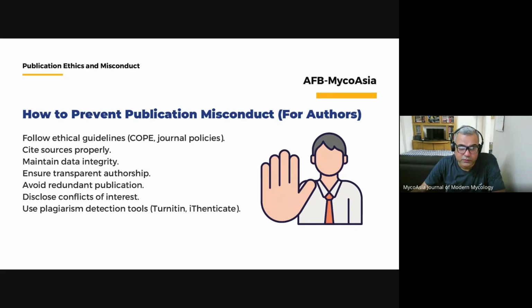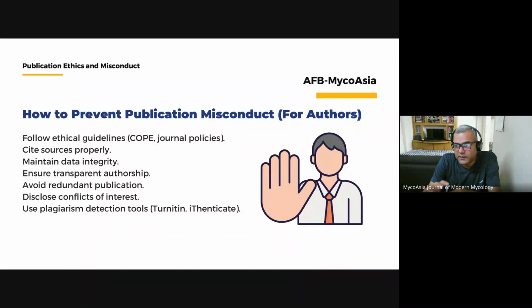Don't be lazy. Do the hard work and cite the sources properly. Maintain data integrity. Please do not fabricate data. Do not falsify data. Okay. When you are giving authorship, please ensure transparent authorship. Nowadays, every author is expected to give a declaration of what has been his contribution to that particular manuscript. So ensure transparent authorship.